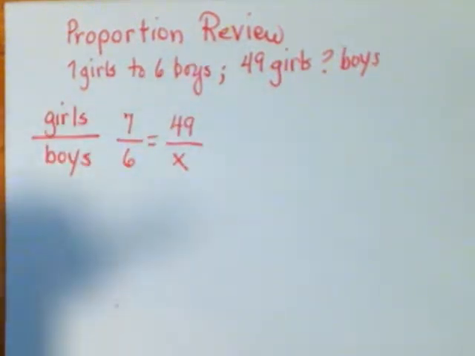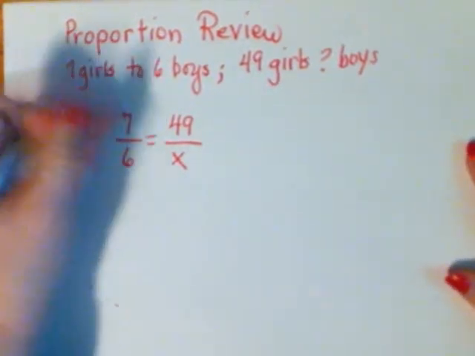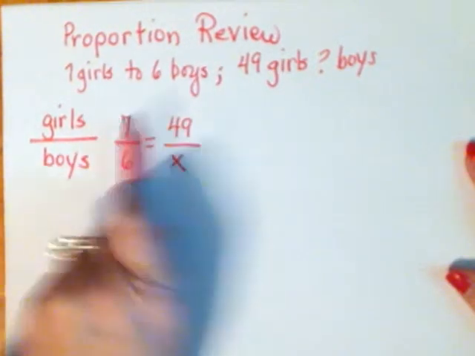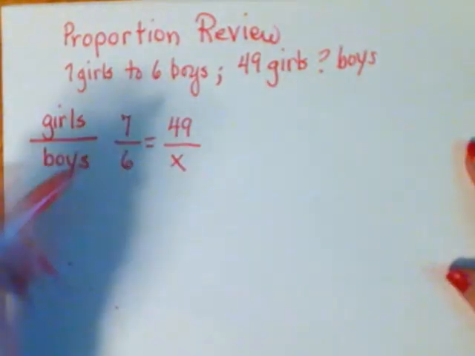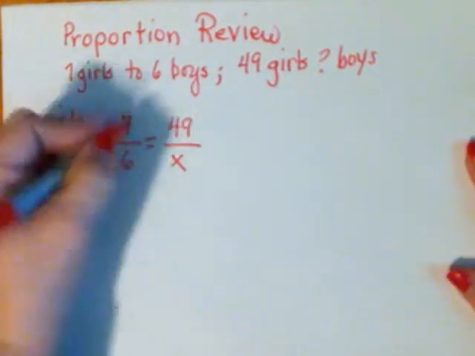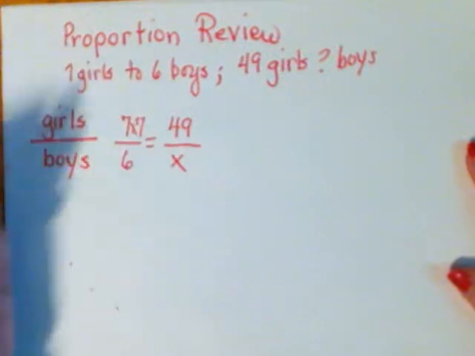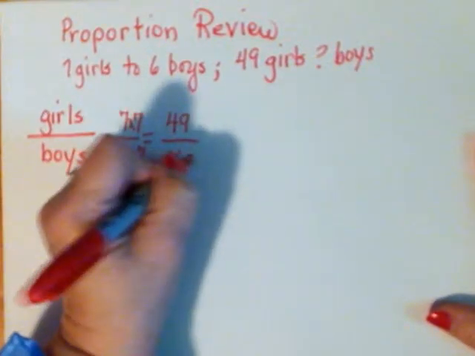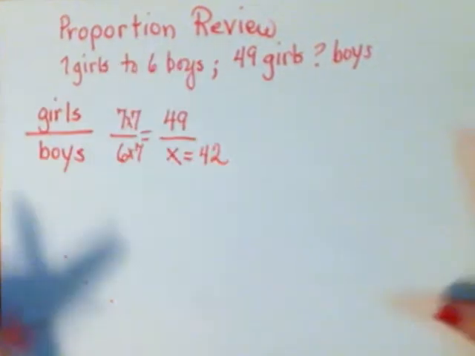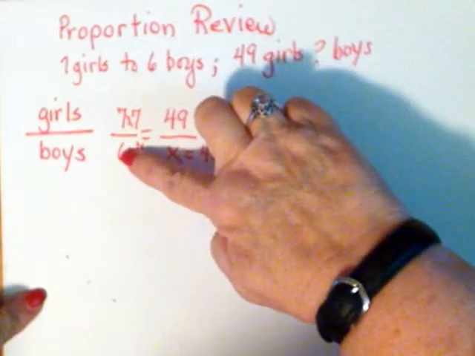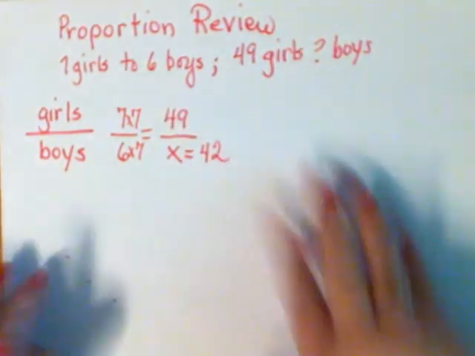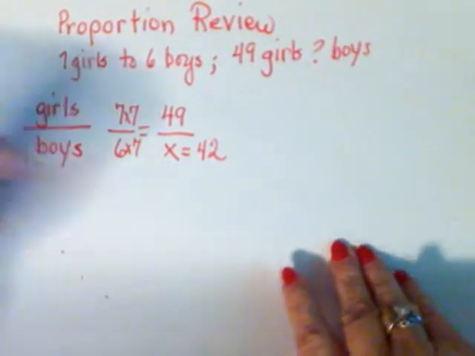The other thing I can do is say these represent equivalent fractions. This ratio and this ratio have to be equivalent. So what do I do to get from 7 to 49? I multiply by 7. So if I multiply the denominator by 7, then x would equal 42. So a ratio of 7 girls to 6 boys is the same as a ratio of 49 girls to 42 boys. Again, remember, keep the same thing across all the way.